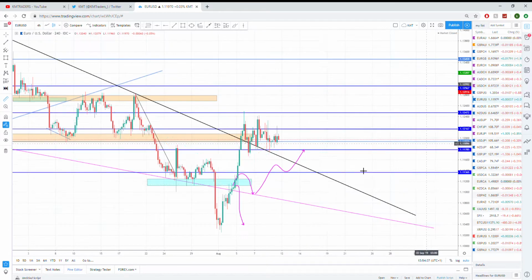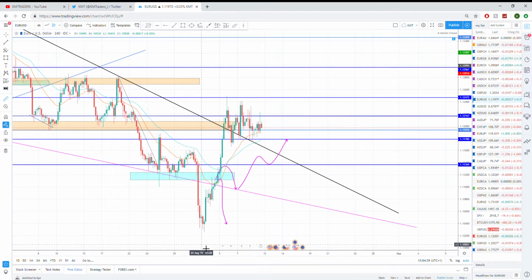Moving on to Euro USD, we managed to catch this trend here. What I was looking for was either a push to the upside and a retest of our bottom trend line, but we managed to find support on our blue zone here. Approximately we saw this rise to our next key level zone, roughly about 60 to 70 pips for that one.